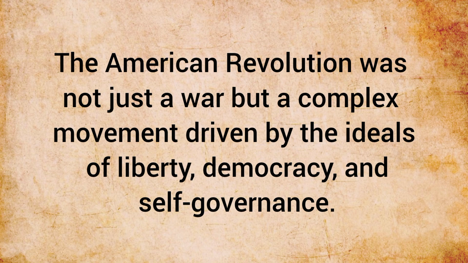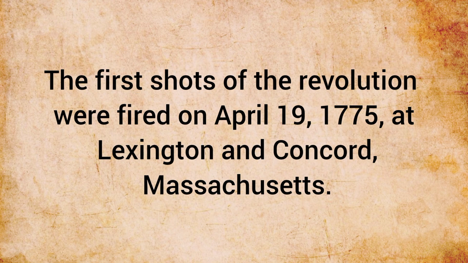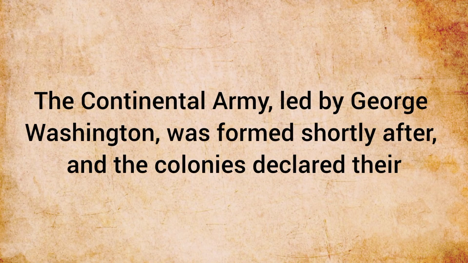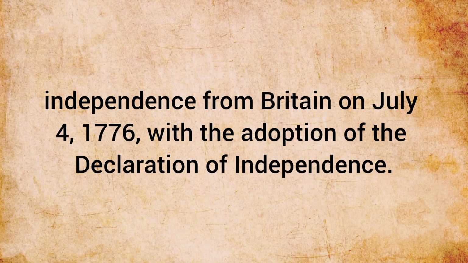The American Revolution was not just a war but a complex movement driven by the ideals of liberty, democracy, and self-governance. The first shots of the revolution were fired on April 19, 1775, at Lexington and Concord, Massachusetts. The Continental Army, led by George Washington, was formed shortly after, and the colonies declared their independence from Britain on July 4, 1776, with the adoption of the Declaration of Independence.